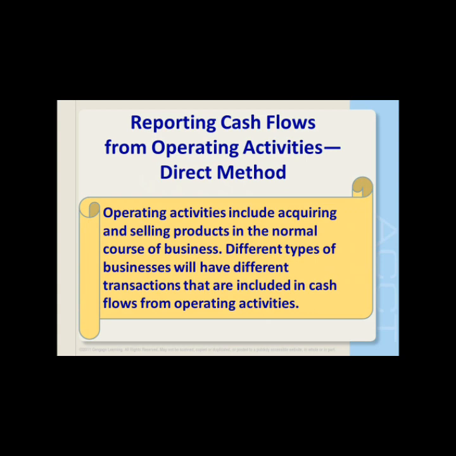Reporting cash flow from operating activities, direct method. Operating activities include acquiring and selling product in the normal course of business. Different types of businesses will have different transactions that are included in cash flow from operating activities.